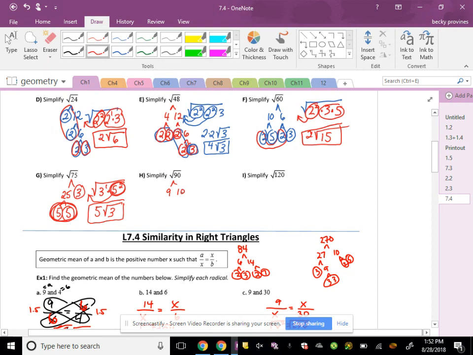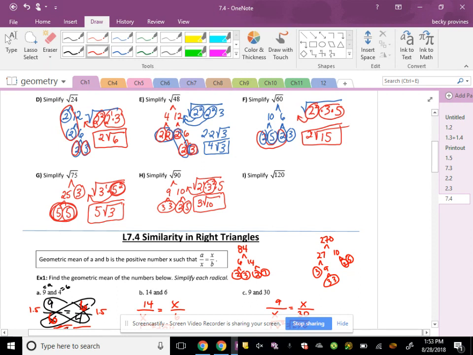I have 9 and 10, 3 and 3, 2 and 5. Okay, so my answer is 2 to the first, 3 to the second, and 5. All right, what comes out? Well, here's a grouping of 2, so it gets to come out. So the 3 comes out. What do you do with the 2 and the 5? And you're right, you multiply them. So my answer is 3 square root of 10.